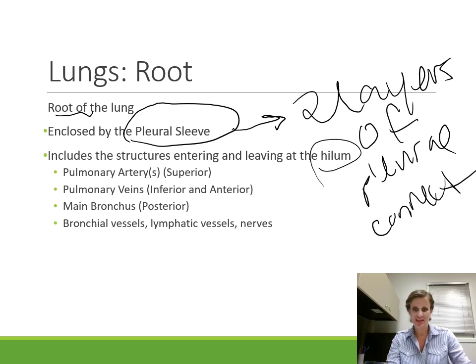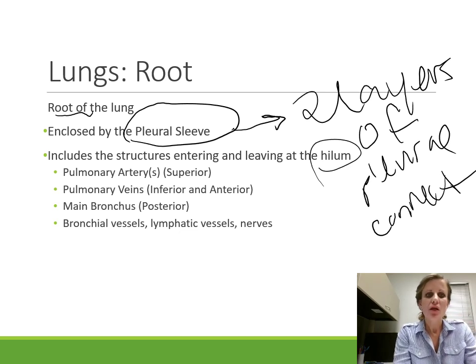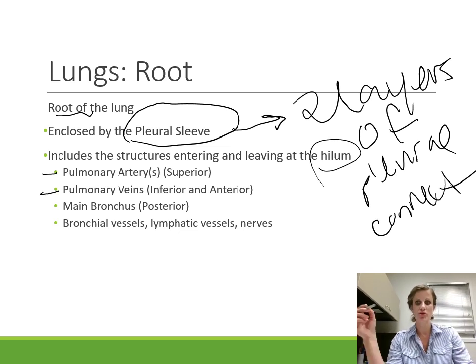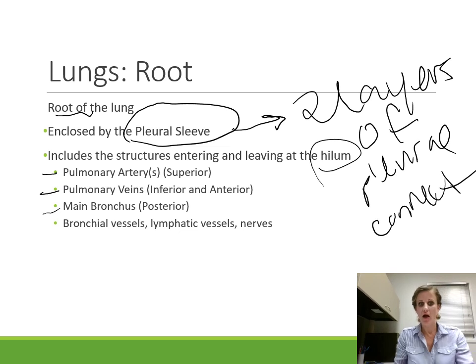Okay, like the indented area. The things that are entering and leaving the lung include the vascular structures, the pulmonary artery, and then also two pulmonary veins. Remember, there's a superior and an inferior pulmonary vein on each side. The main bronchus, bronchus is just singular, bronchi is plural.